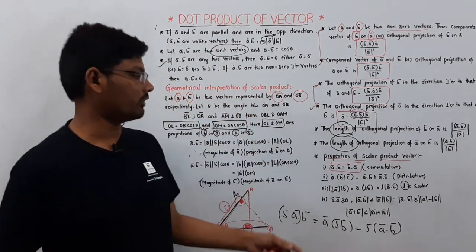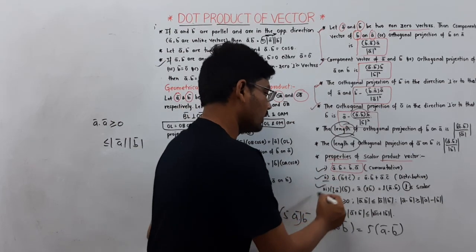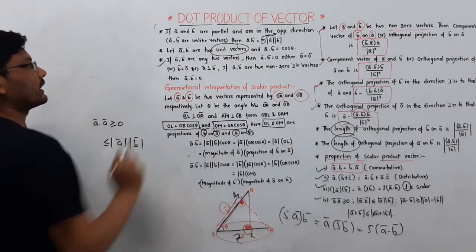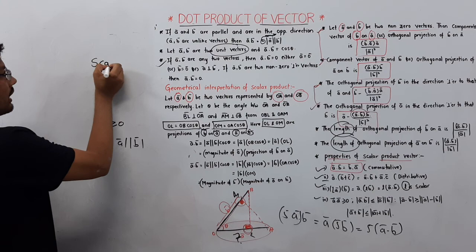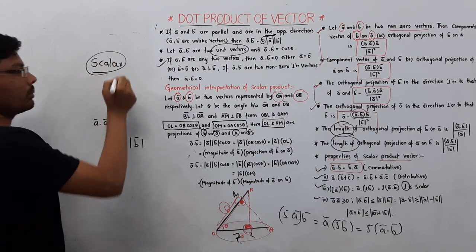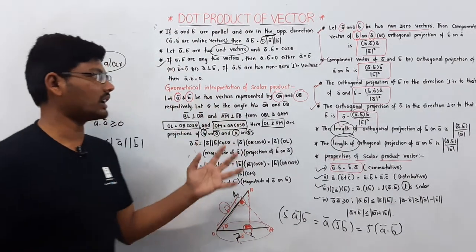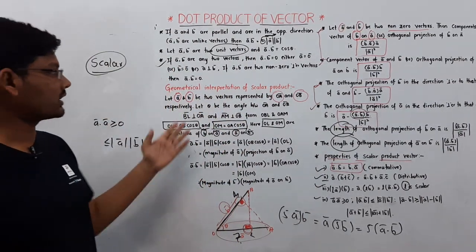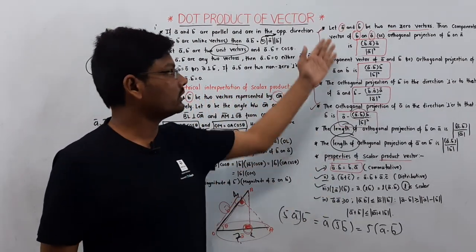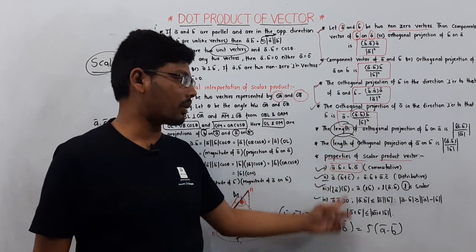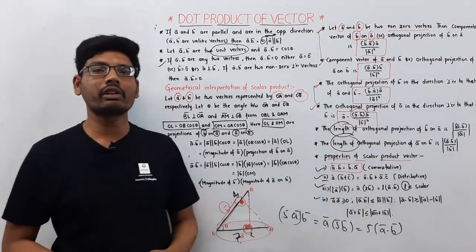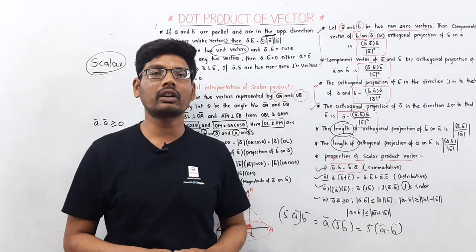This is all about the four properties of the dot product of vectors. Dot is nothing but the scalar product of vectors. In this session we discussed what the dot product is and its properties, the geometrical interpretation, and the conditions for orthogonality. In the next session we will discuss some more concepts of the dot product of vectors. Thank you.